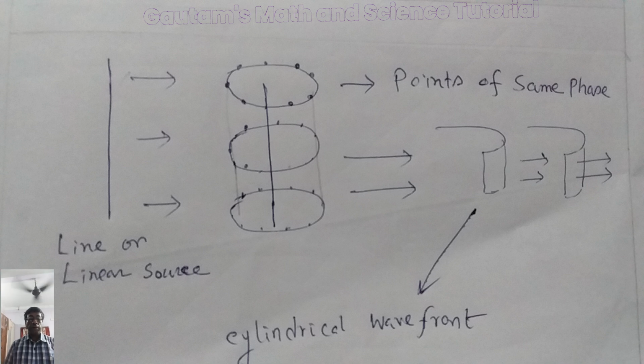Cylindrical wavefront. When we have a line source and we join all the points having the same phase but different waves, then the overall shape will be a cylinder. This is known as a cylindrical wavefront.